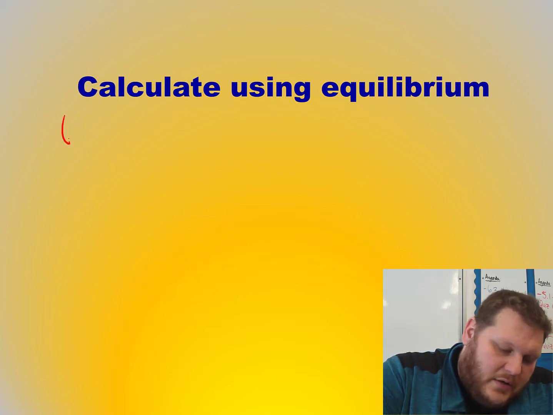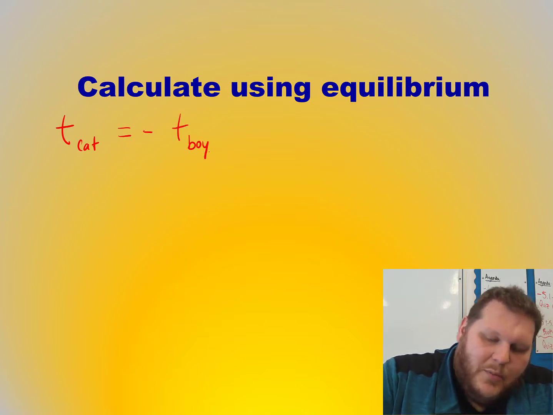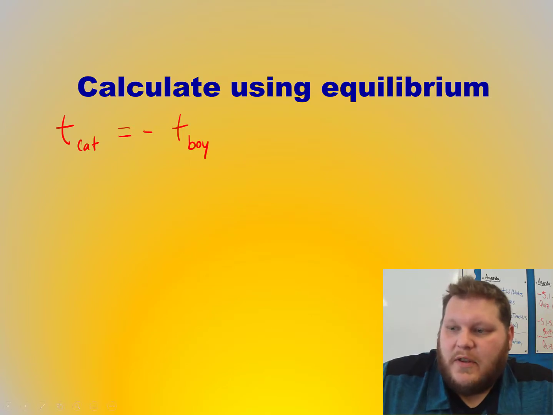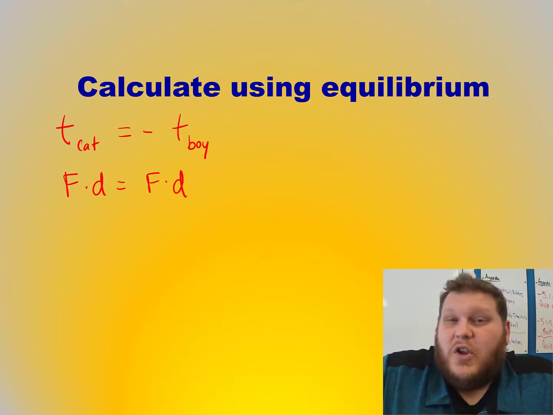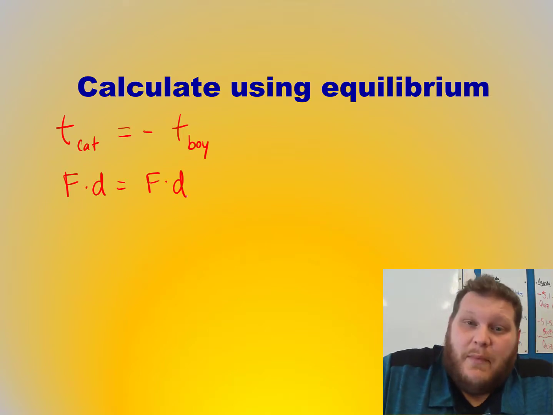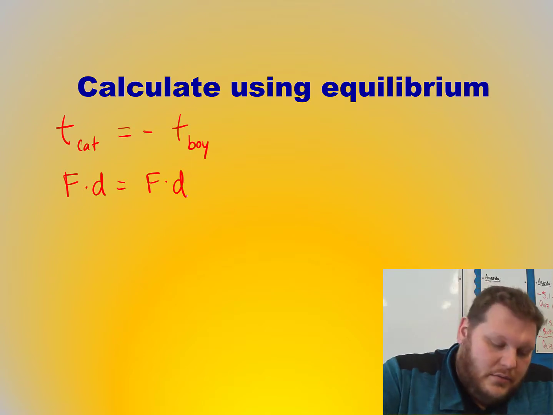So the torque of the cat has to be equal and opposite of the torque of the boy. So starting with the things that we know for the cat, our torque is going to be our force times distance. Same thing for the boy. We don't have the forces given to us. We're just given their masses. So we're going to have to use mass times acceleration for their force.